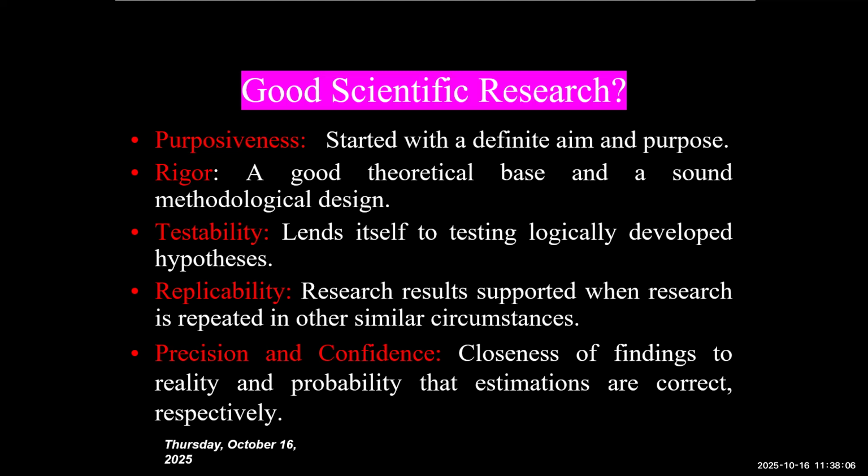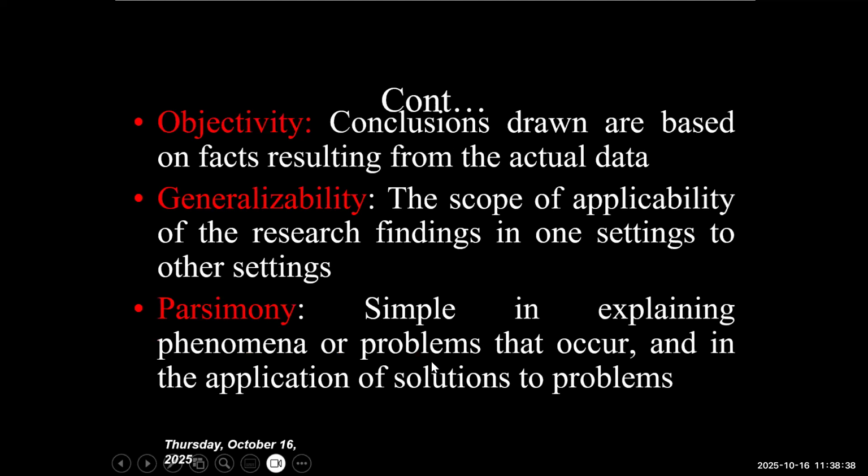The last one here talks about precision and confidence. Here it says closeness of findings to reality and probability that estimations are correct, respectively. Sometimes in some research we assume that what is happening is what we perceive to be the solution or the answer. But we need to go through the whole scientific inquiry and see if indeed what we were thinking about is the same thing that is happening or not. And that's what the last point here is talking about.